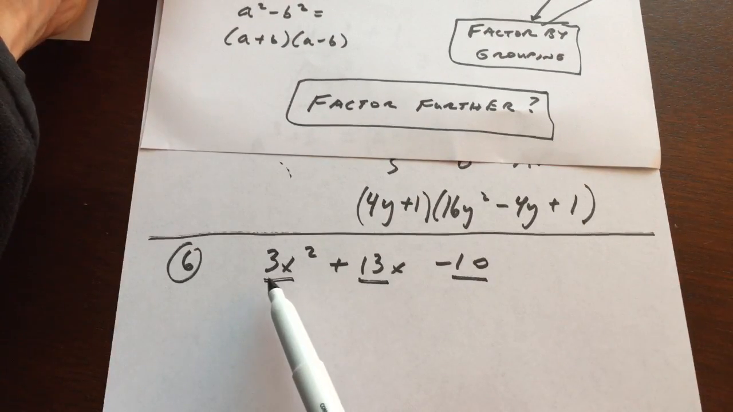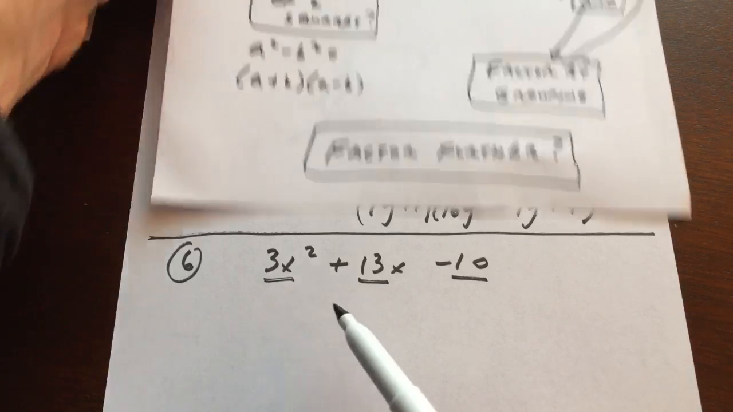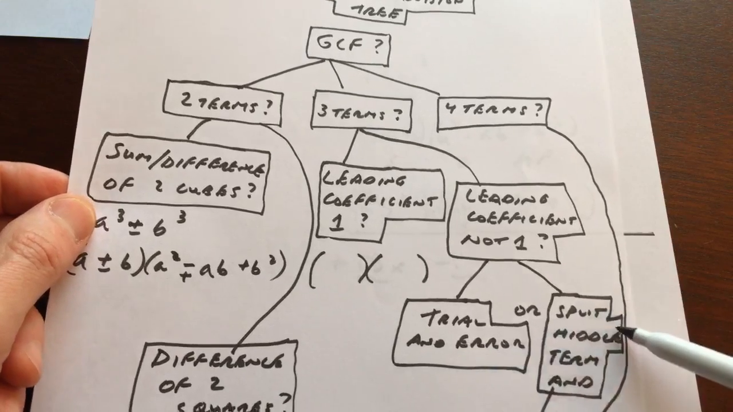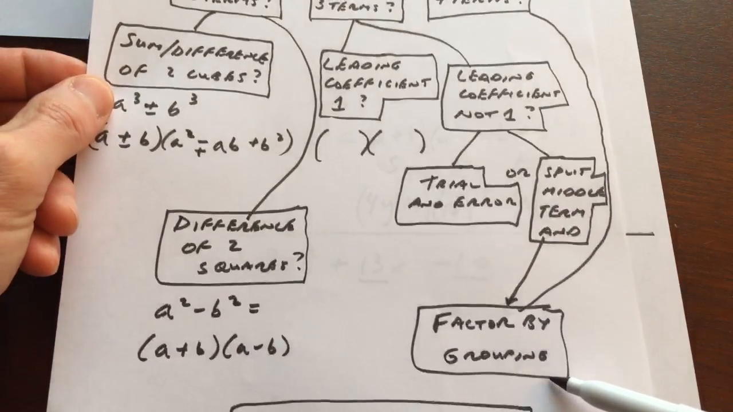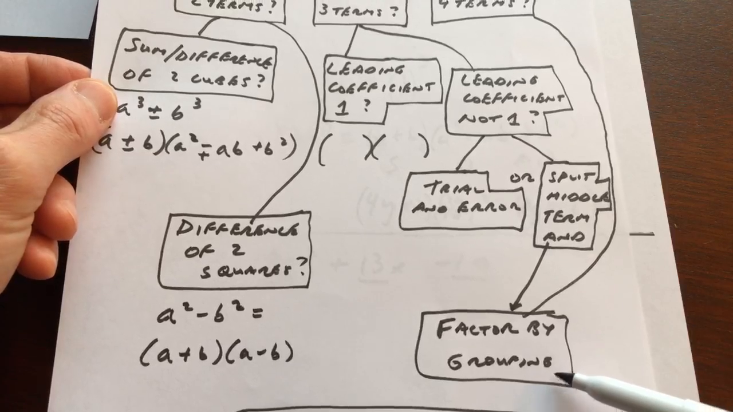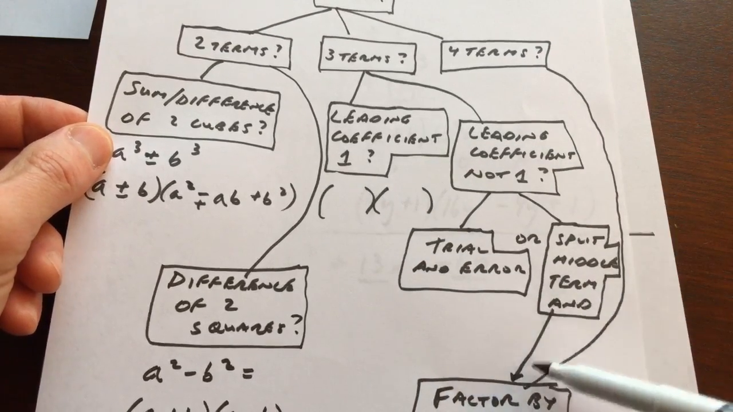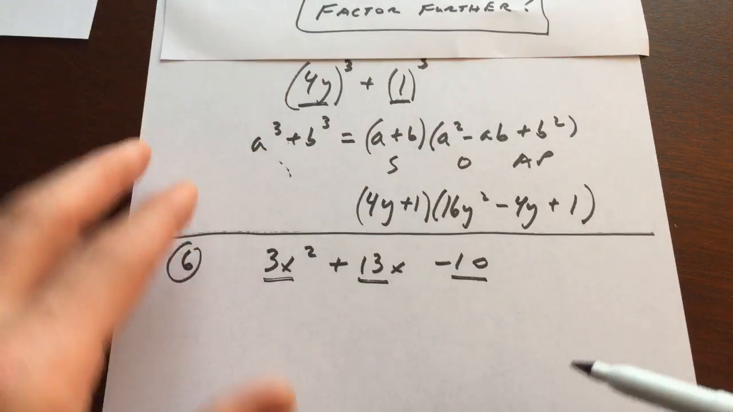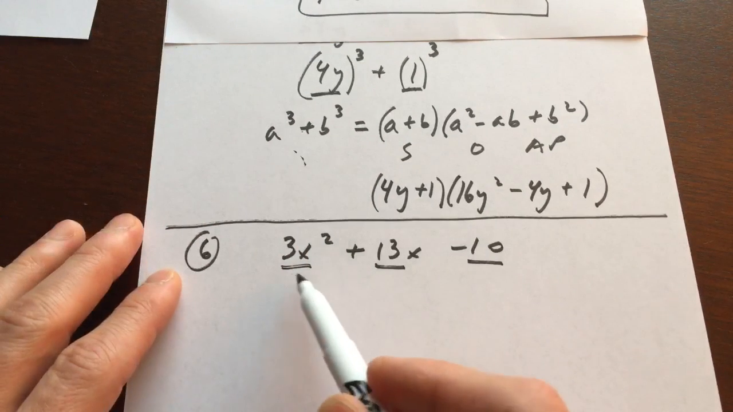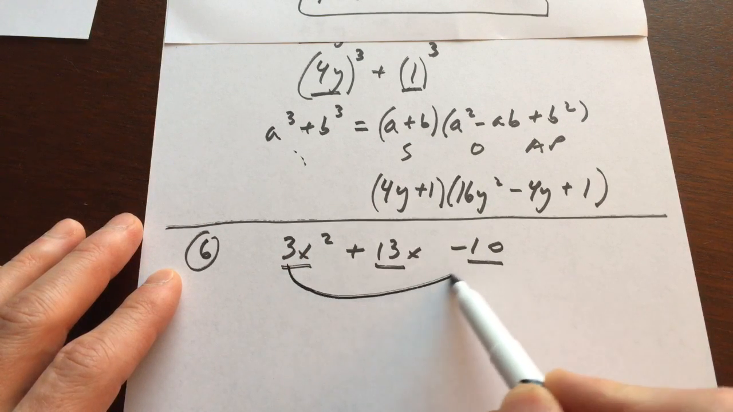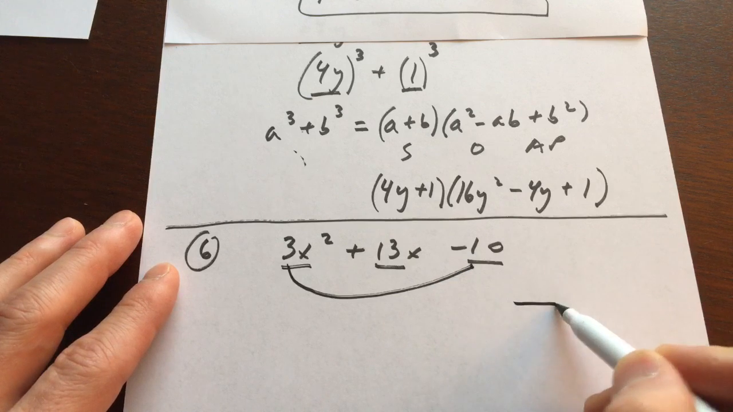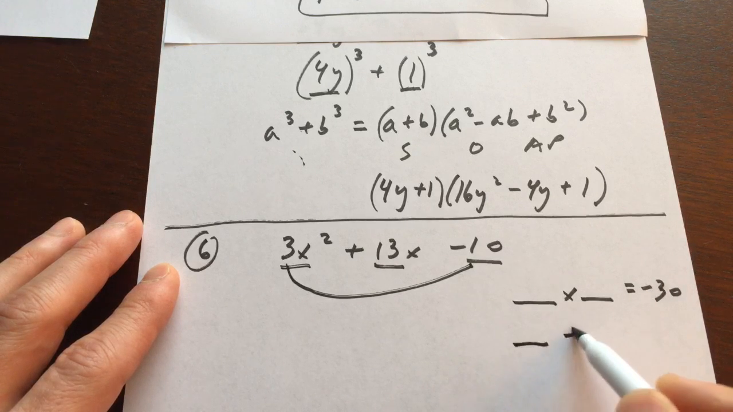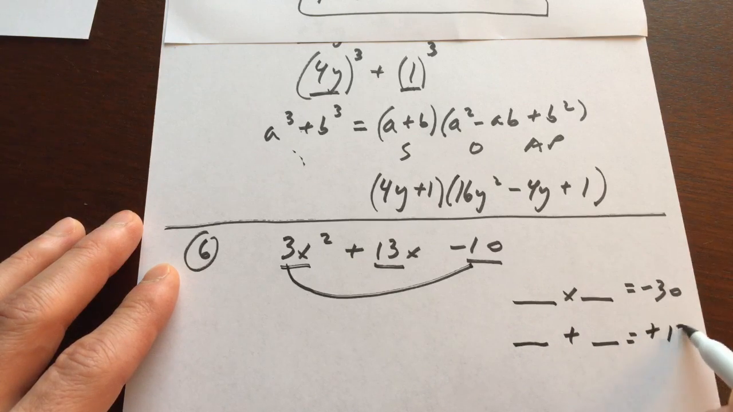Well, in this case, it's not a leading coefficient of 1, it's a 3. When it's not a leading coefficient of 1, you can either use the trial and error method, or you can split the middle term and then proceed to factor by grouping. That's when you have 4 terms. So we're going to use the splitting the middle term technique and factoring by grouping. And the way that we're going to do that is we're going to solve this riddle. Here's how it works. You take the a value, this 3, times the c value, this negative 10, and you ask yourself, what 2 numbers multiply to negative 30, but those same 2 numbers have to add to positive 13.